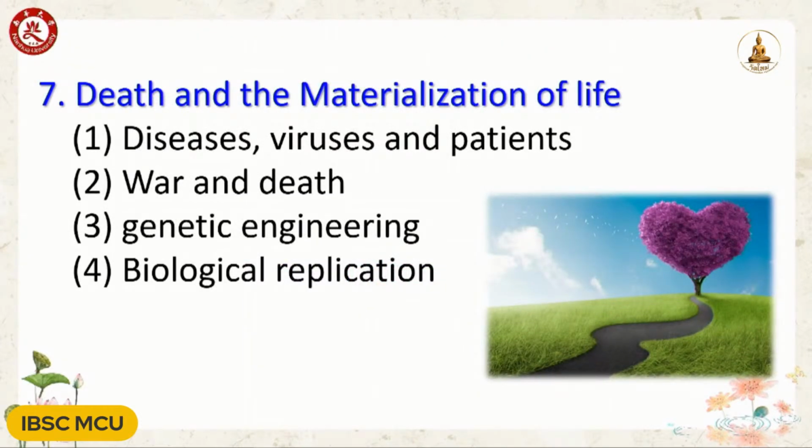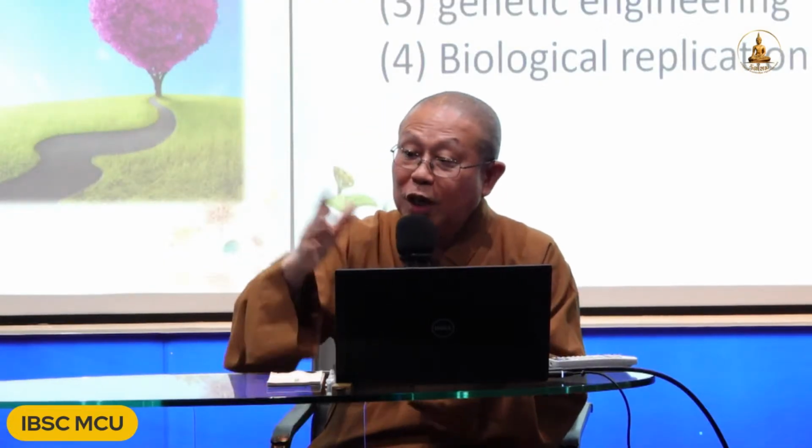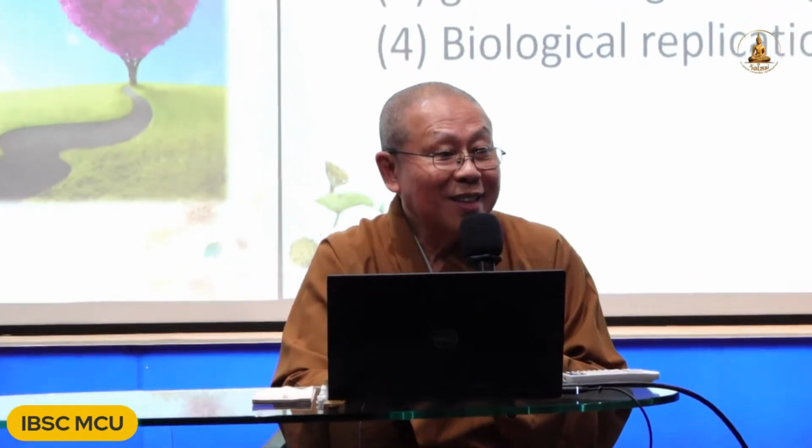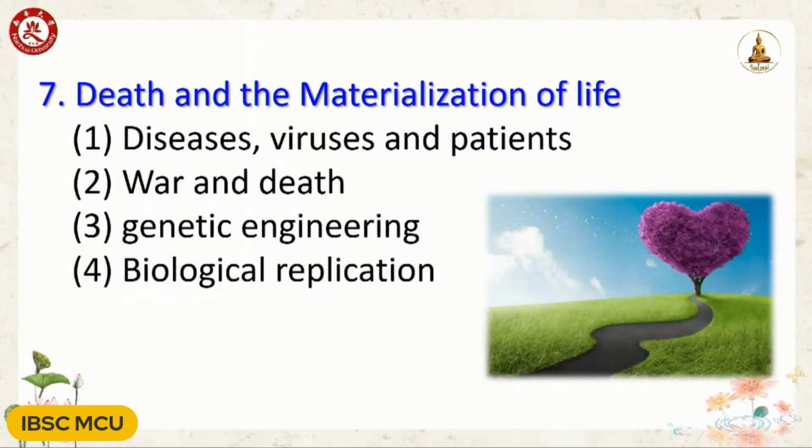Death and the materialization of life: disease, virus and patient, war and death, genetic engineering, the clone, biological replication. To clone a whole person is too complicated. Many scientists dream to clone not a person, but the different organs: heart, liver, lung, and so on. In their dream, they want to develop a technology that could clone the organ we need.